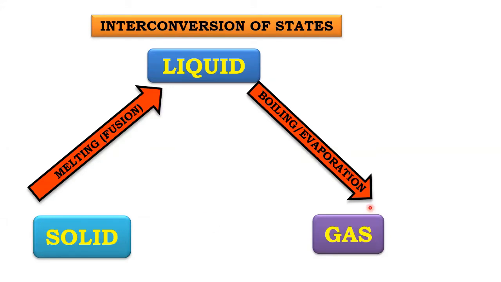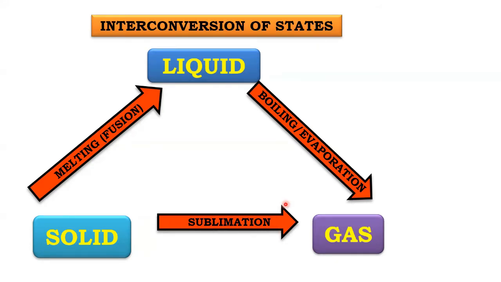Okay. Now again, solids can be converted into gases, and the process is called sublimation. There are certain solids which undergo sublimation. It means that they will be converted directly from solid to gas without being converted into liquid. We'll be learning about this in the coming slides as well.